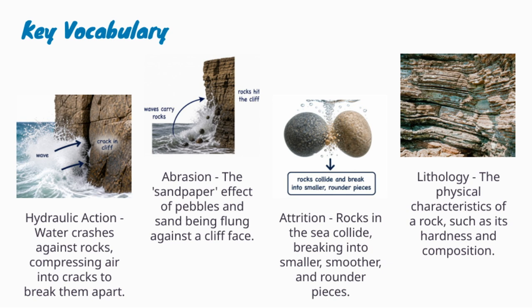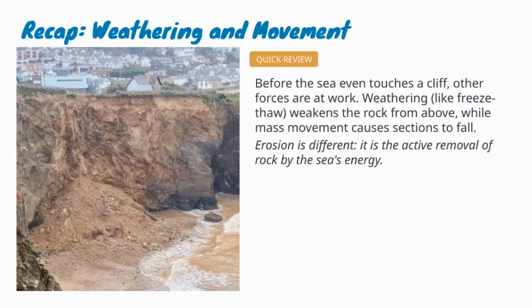The third term is attrition. Attrition happens when rocks in the sea collide with each other. They break into smaller, smoother, and rounder pieces. The fourth term is lithology. Lithology means the physical characteristics of a rock, such as its hardness, composition, grain size, joints, and faults. These words are essential because they allow us to explain not just that erosion happens, but how and why it happens.